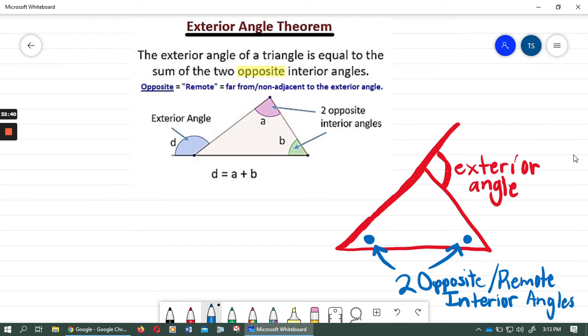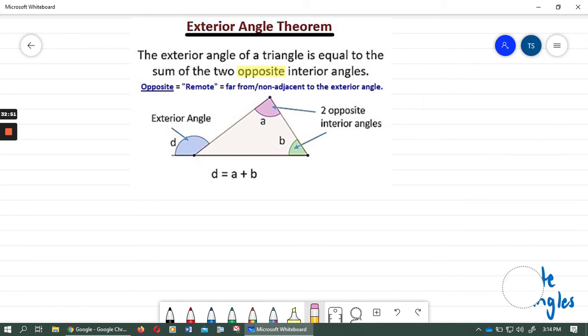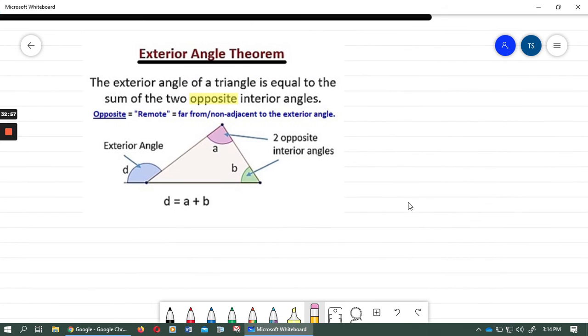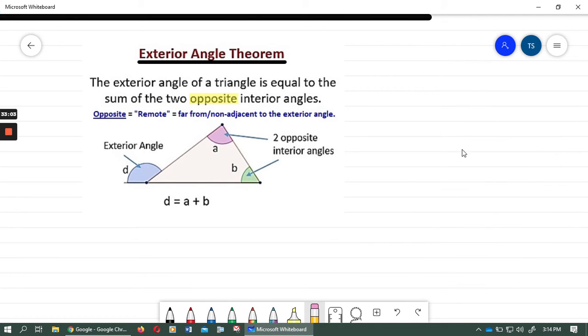Another type of relationship that, and I'm going to erase this thing here. Another type of relationship that exterior angles have, guys, is... okay, yeah, we glitching here. Yeah, all right, that's better. Okay, yeah, we glitching. Hold on one second.